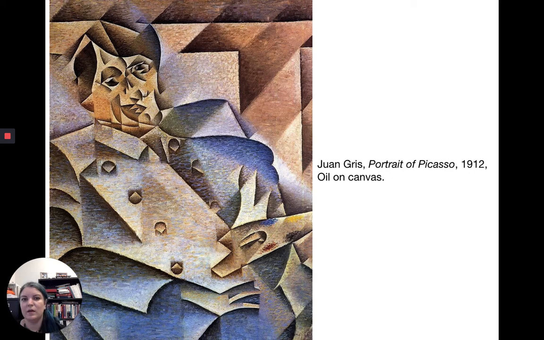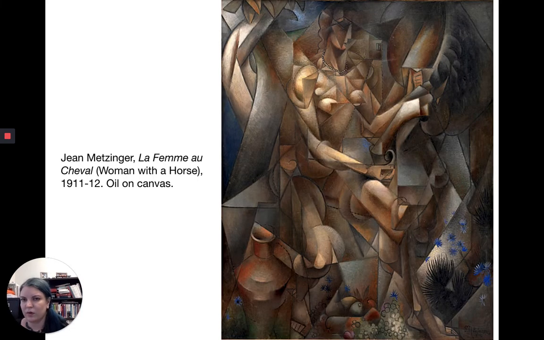Most notably, Juan Gris is quite famous, and I put this in kind of because it's sort of funny. This is his portrait of Picasso that he made in 1912. So there's Juan Gris. There's also Jean Metzinger. So this is the woman on a horse, La Femme au Cheval. And so they are two artists who are also involved in this conversation and are also exploring Cubism at the same time as Picasso and Braque.